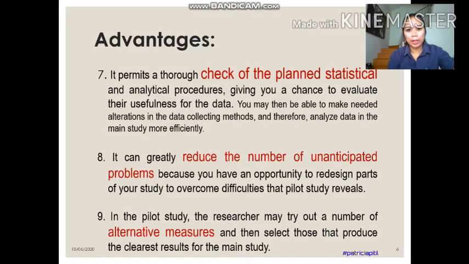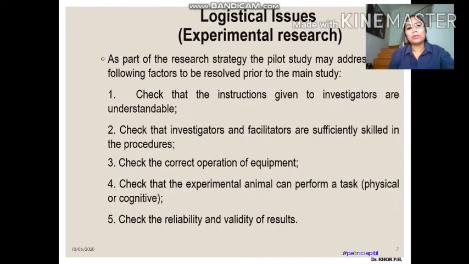How long the warming up. How long will you be giving the instruction, and then the demonstration by you, that things. So you can always be ready. That's the point, right? So experimental research, it is for logistical issue. You can check the instruction given. Can they understand your instruction?